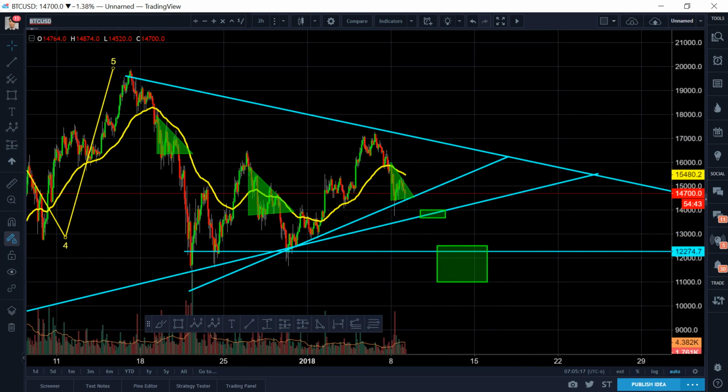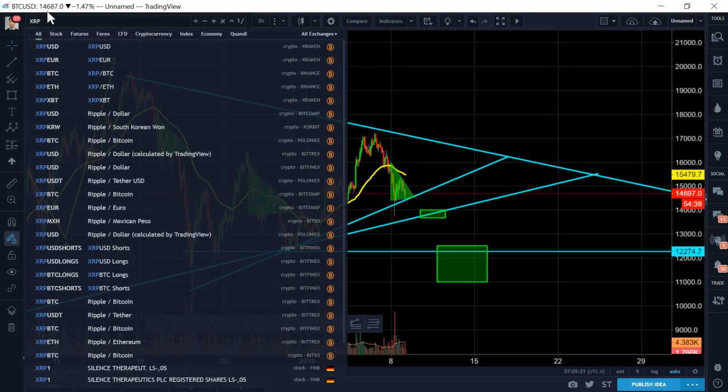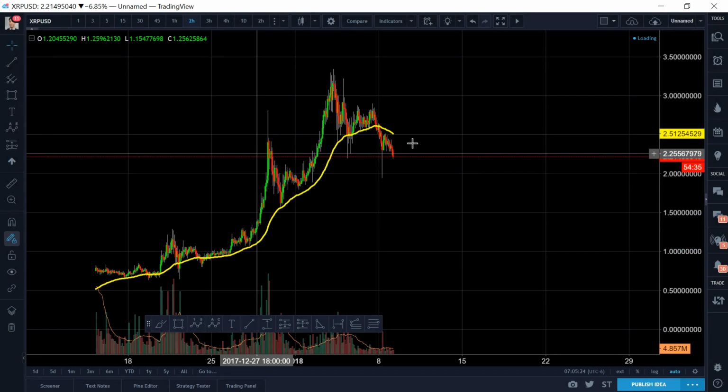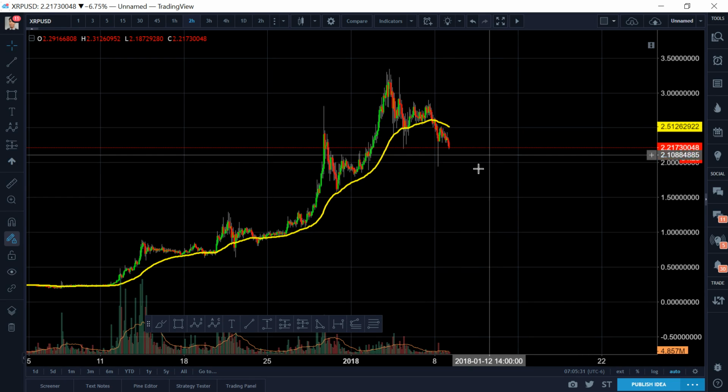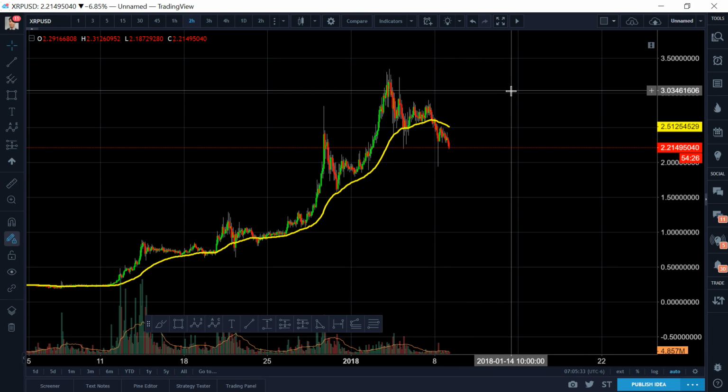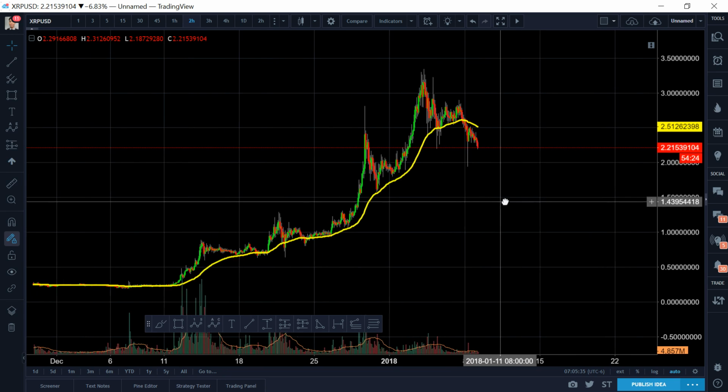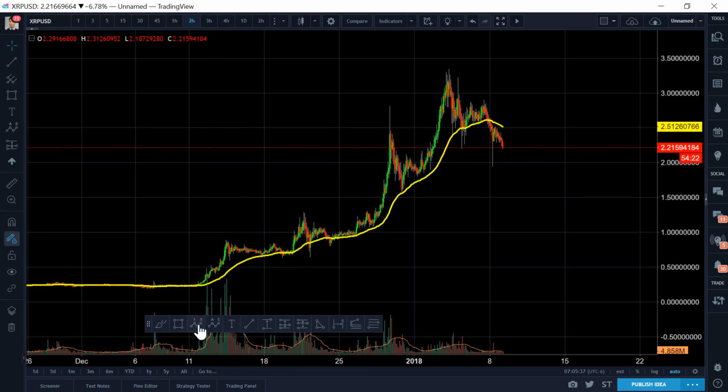So everything that Bitcoin does affects Ripple. And that's a key note to remember, that you need to be staring at a Ripple chart and a Bitcoin chart simultaneously at the same time. If you're not, you're doing it wrong. And I'm going to give you guys so many different scenarios.